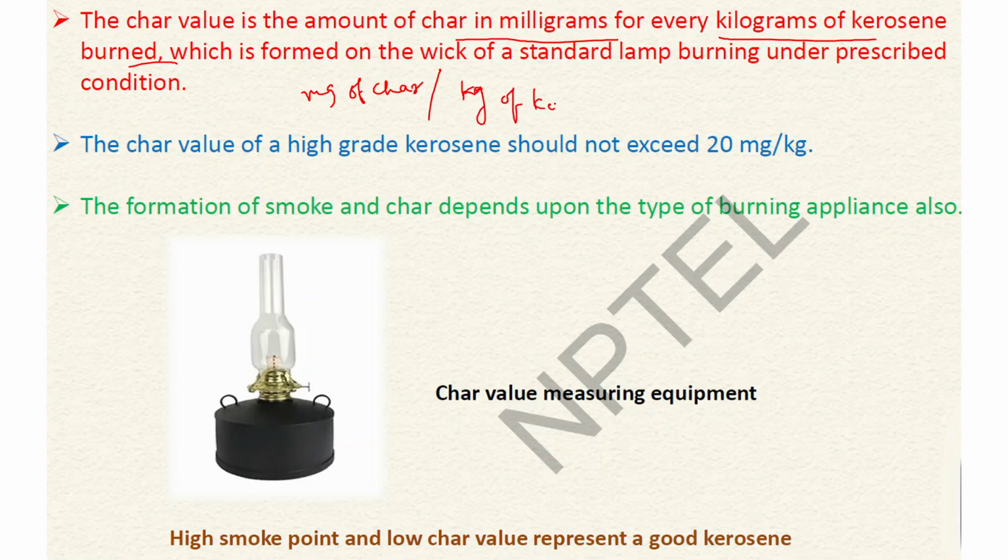Milligrams of char per kilogram of kerosene burned on the wick of a standard lamp burning under prescribed conditions. The char value of a high grade kerosene should not exceed 20 mg per kg.